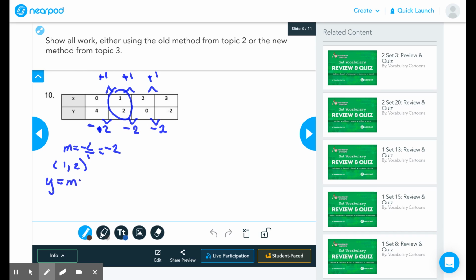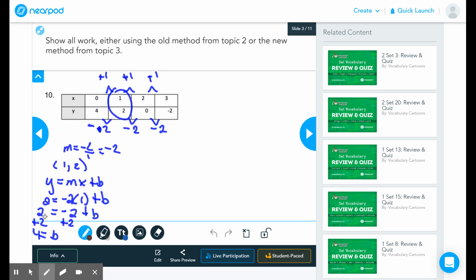Y equals mx plus b. Your y value is 2. Your slope is negative 2. Your x value is 1 plus the b. Multiply those two numbers. And now you just have a one step, which is adding 2 on both sides.